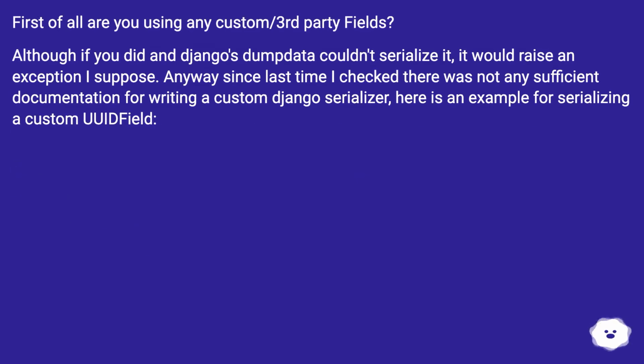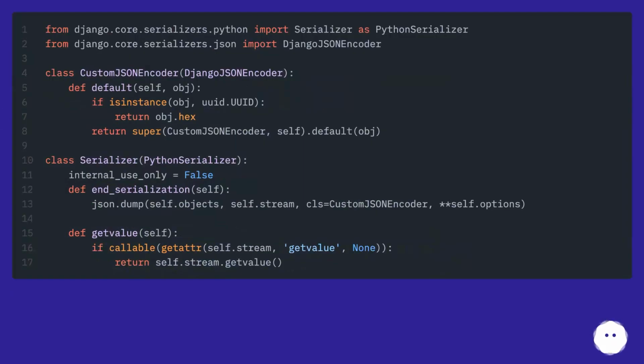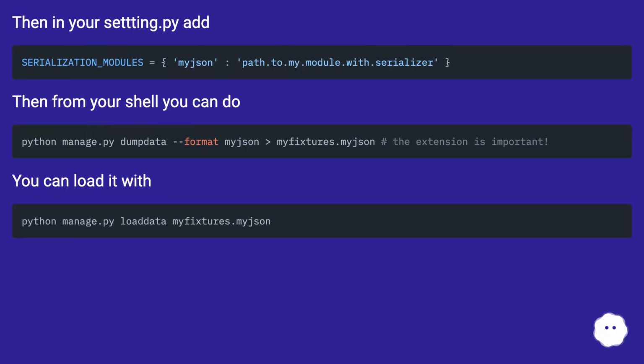First of all, are you using any custom, third-party fields? Although if you did and Django's dumpdata couldn't serialize it, it would raise an exception, I suppose. Anyway, the last time I checked, there was not any sufficient documentation for writing a custom Django serializer. Here is an example for serializing a custom UID field. Then in your settings.py add this. Then from your shell you can load it with this.